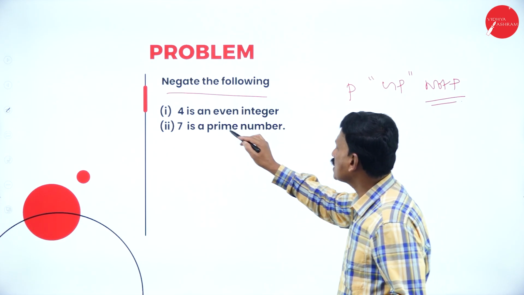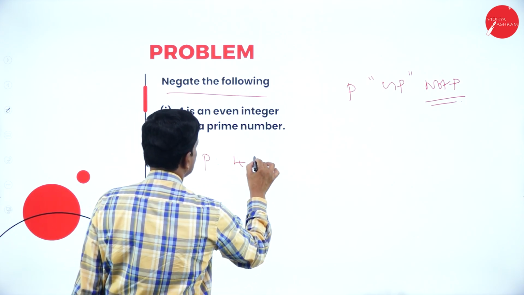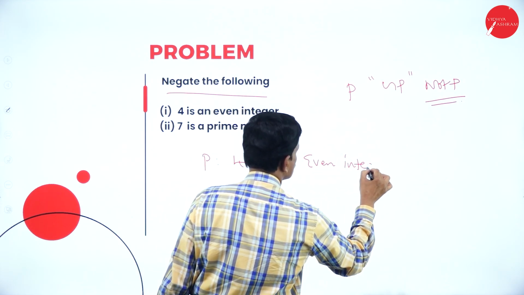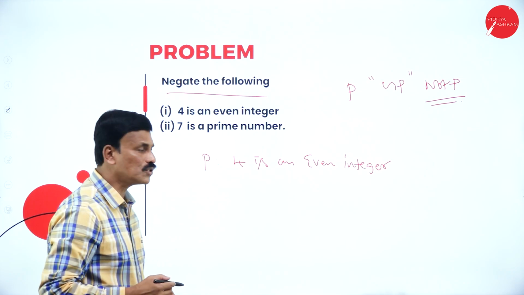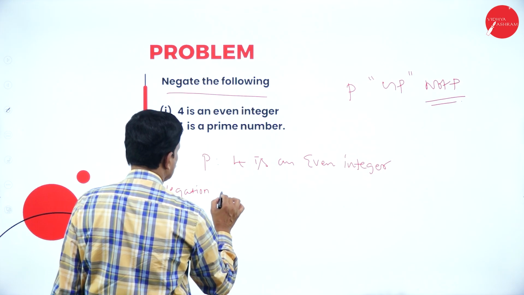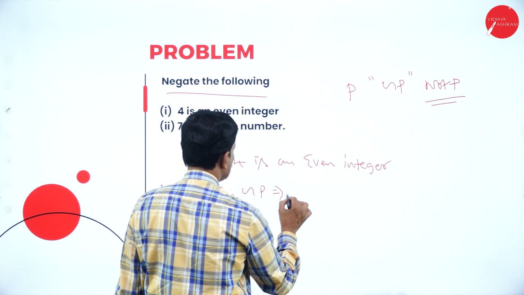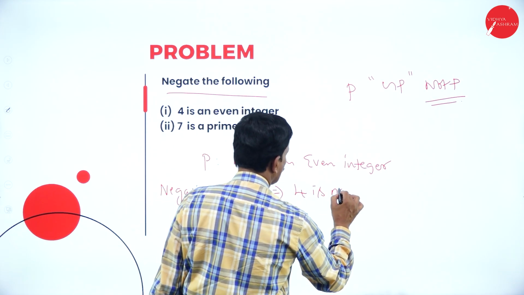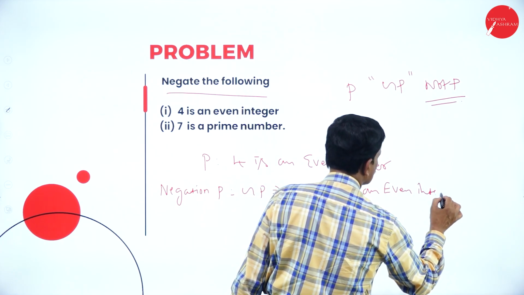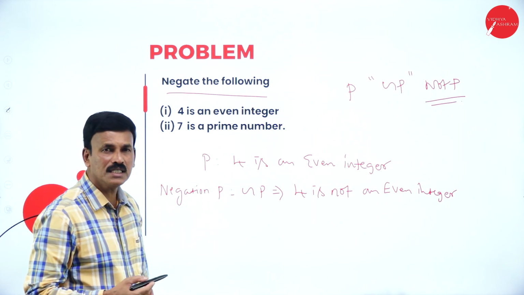Now let us consider an example. What is given? P: 4 is an even integer. So the negation of this P is not P. That is equal to, 4 is not an even integer. That's it. This is the answer. So the negation of this statement is 4 is not an even integer.